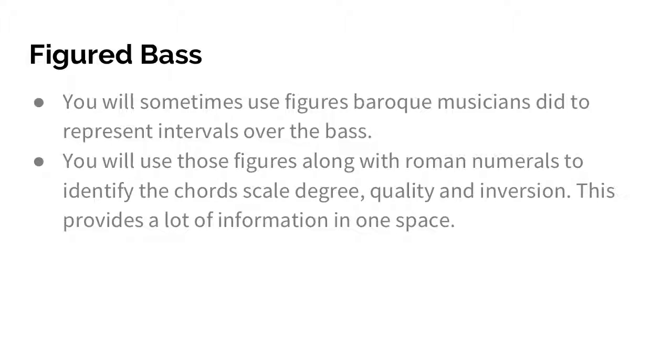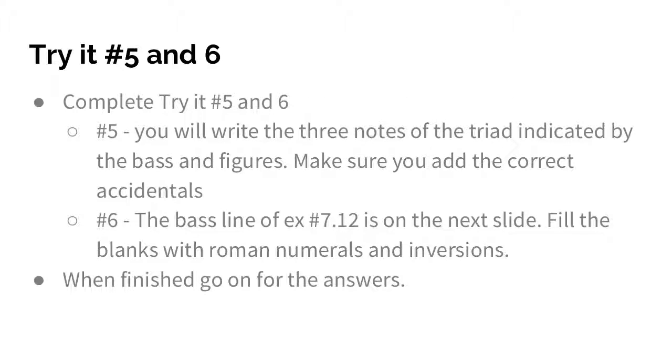All right, complete triad, 5 and 6. In 5, you'll write the three notes of the triad indicated by the bass and the figures. Make sure you add the correct accidentals. And in number 6, the bass line of example 7.12 is on the next slide. Fill out the blanks with the Roman numerals and the inversions.